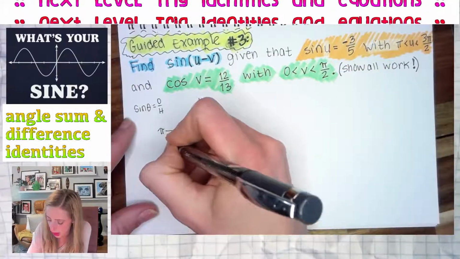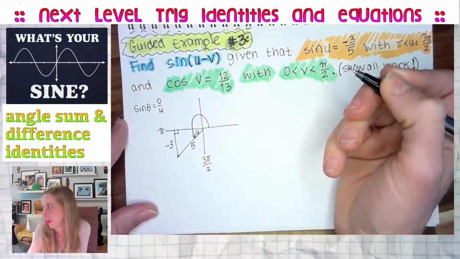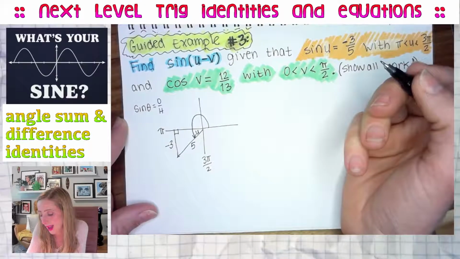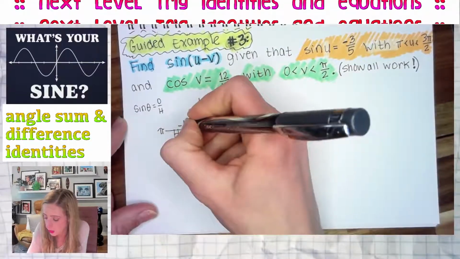So negative 3 is my opposite, right there. Over 5 is my hypotenuse. What else did we do? Well, back in lesson 6, we memorized the Pythagorean triples. Do you remember them? You're welcome if you did.